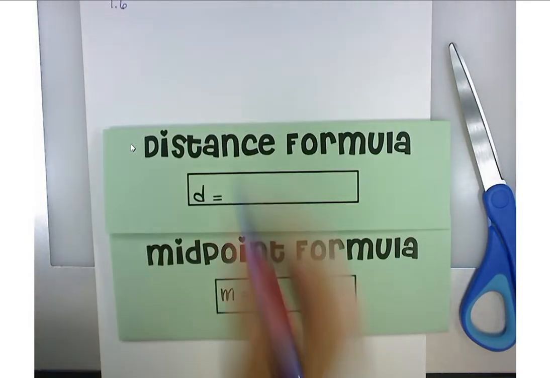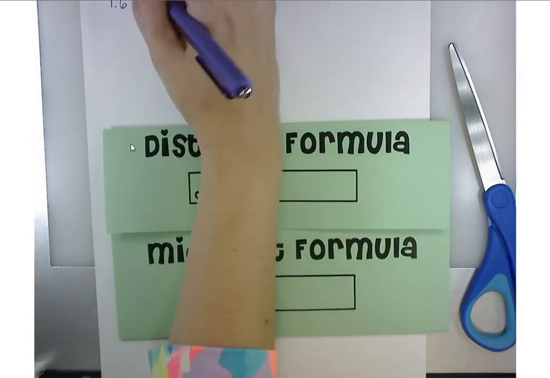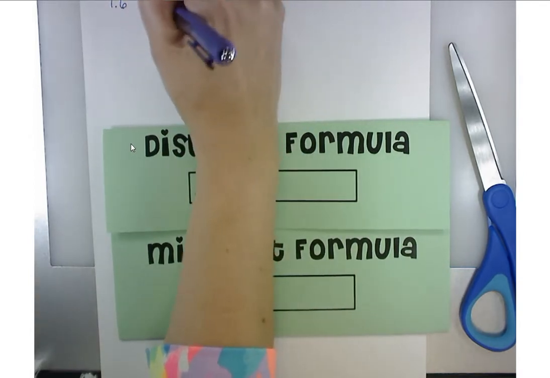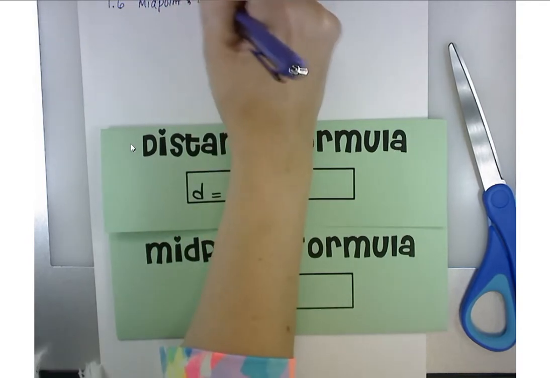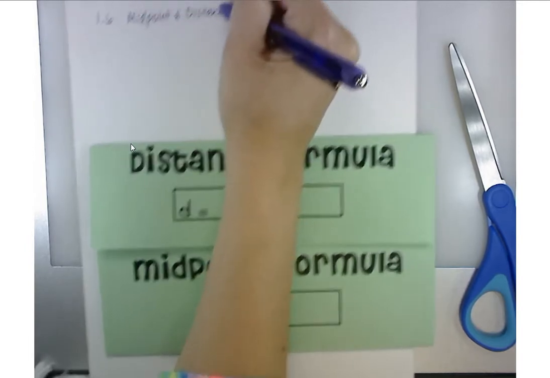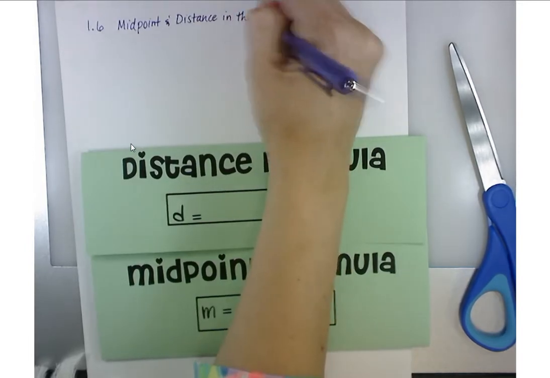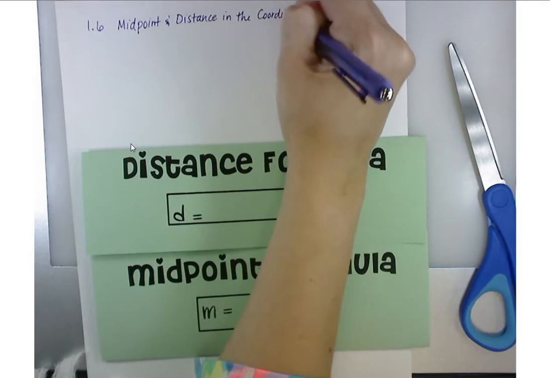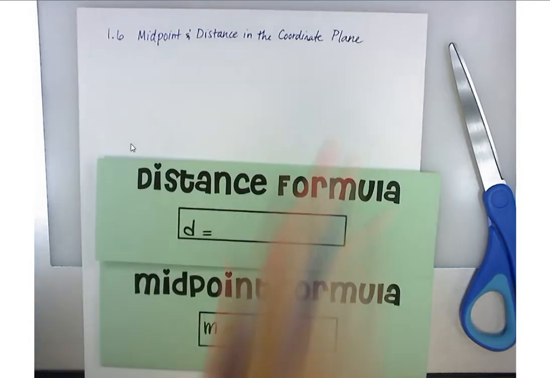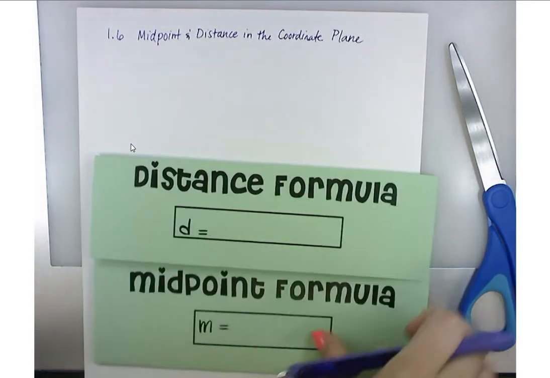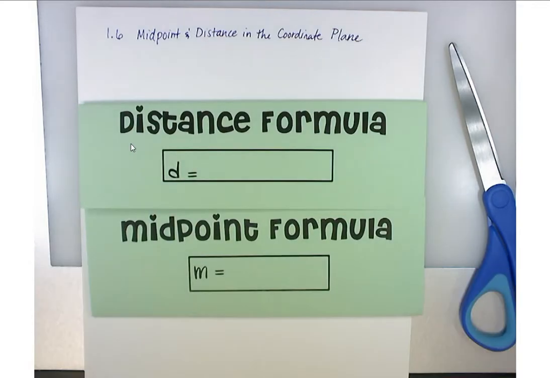And 1.6, what we're learning about today is the midpoint and distance in the coordinate plane. Okay, so the midpoint and the distance in the coordinate plane. Midpoint is something that we have talked about before. Jillian, can you just remind us what is a midpoint?